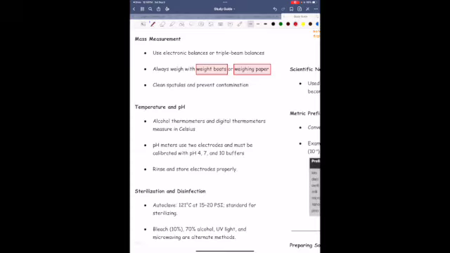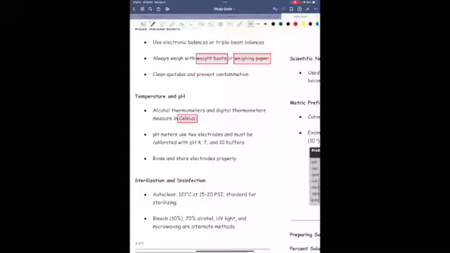Alcohol thermometers and digital thermometers measure in Celsius. Remember, Celsius is going to be the temperature that we use. pH meters, you're going to want to calibrate these with buffers that are 4, 7, and 10.